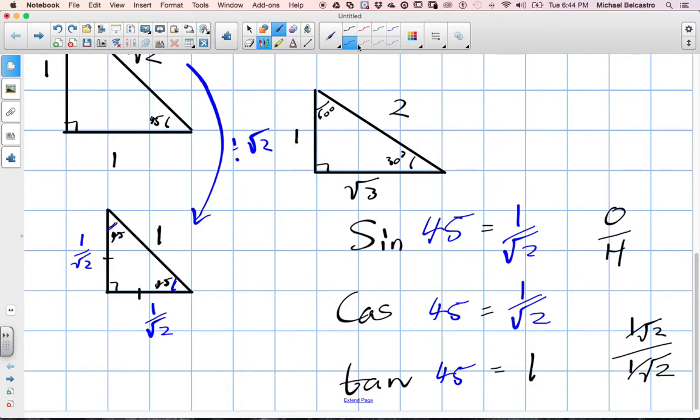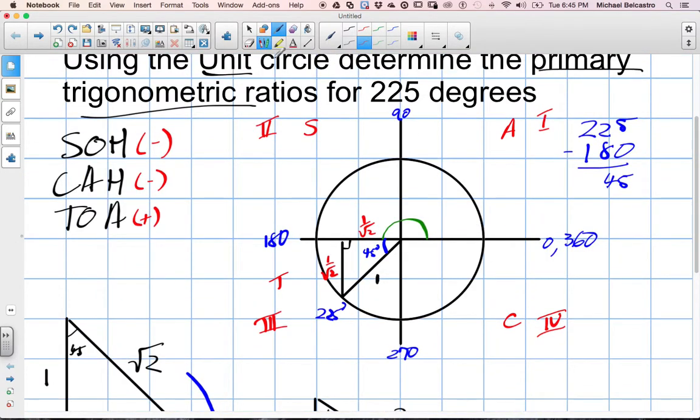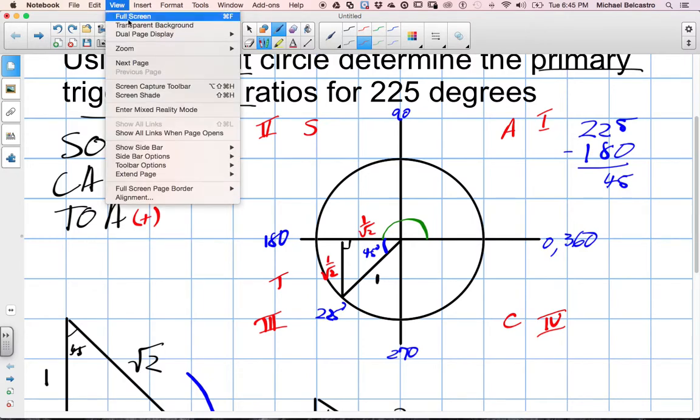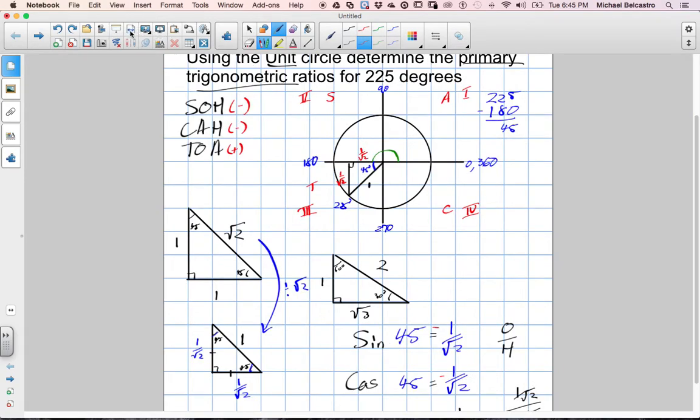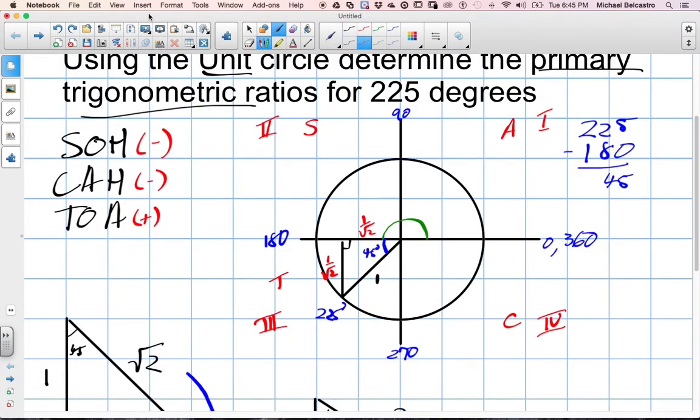But like we said, remember we said that this was going to be negative, negative, positive. Let's make sense of that. Can I zoom in a little? I think I can. Zoom 100? Nope, that's not a zoom. Go back to the page width. Okay, we'll just leave it as it is.